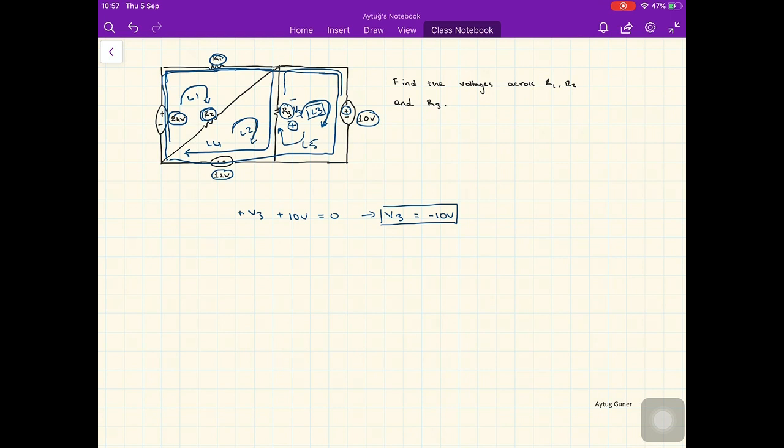Then I would like to take the loop L2. Let's define this node as positive and the other node as negative. Let's say the voltage across R2 is V2, and let's apply the Kirchhoff voltage law. So we loop in the clockwise direction, and we first see the positive sign, plus 12 volt. Then continuing in the same direction, again we first see the positive sign, plus V2.